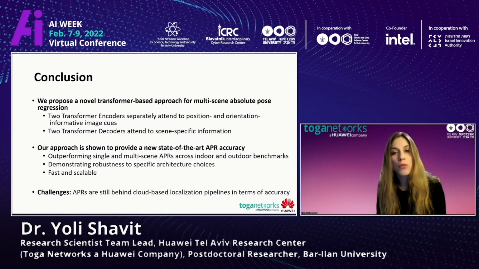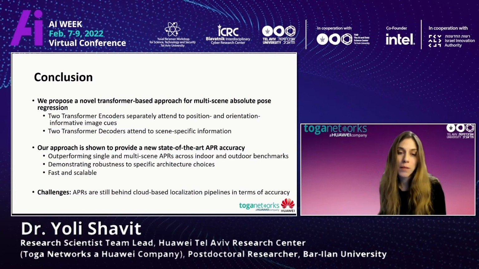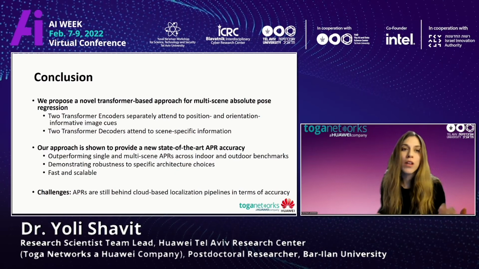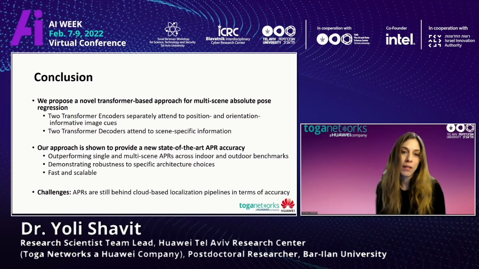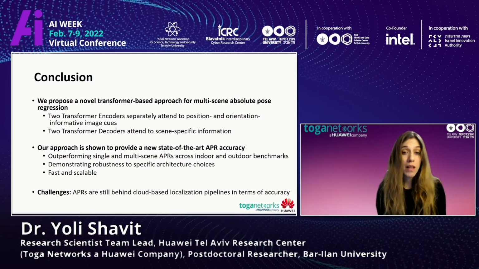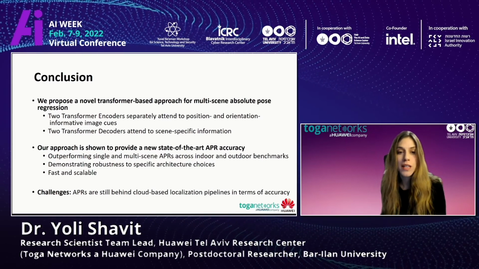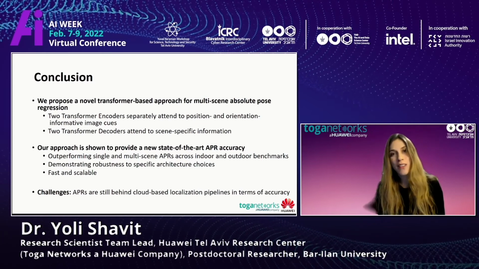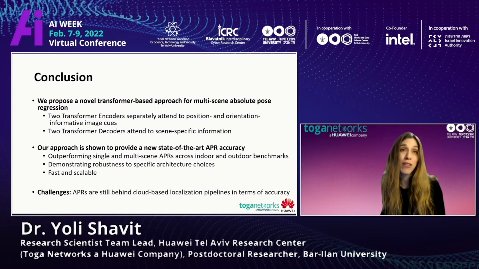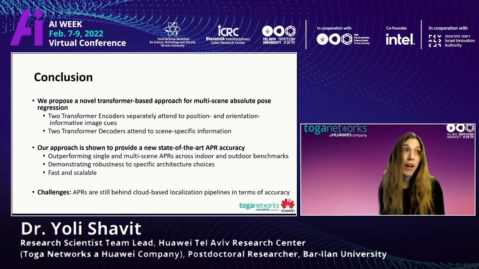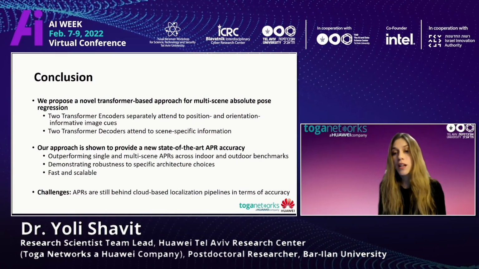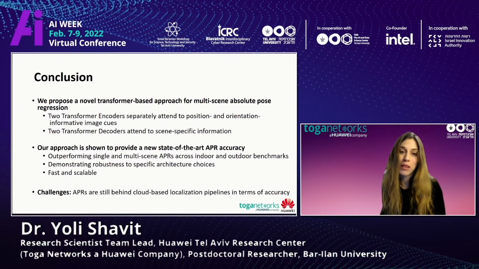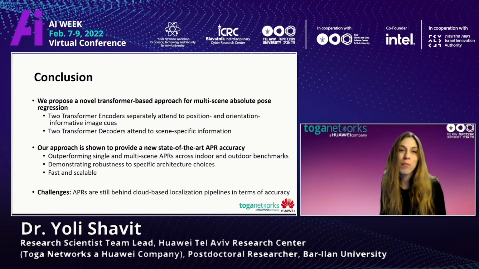Our approach is shown to provide a new state-of-the-art APR accuracy. It outperforms single and multi-scene APRs and can even go beyond multi-scene to multi-dataset learning. It demonstrates robustness to specific architecture choices and is fast and scalable. Now, obviously, this is not the end of the road. We have a lot of challenges ahead of us. APRs are still behind cloud-based localization pipelines in terms of accuracy. Those are the localization pipelines I told you about in the beginning. So there are very interesting problems ahead of us.